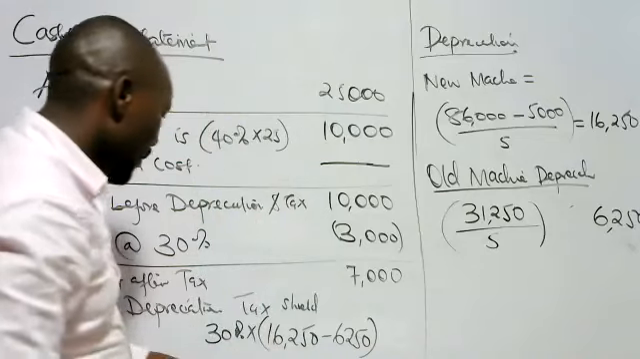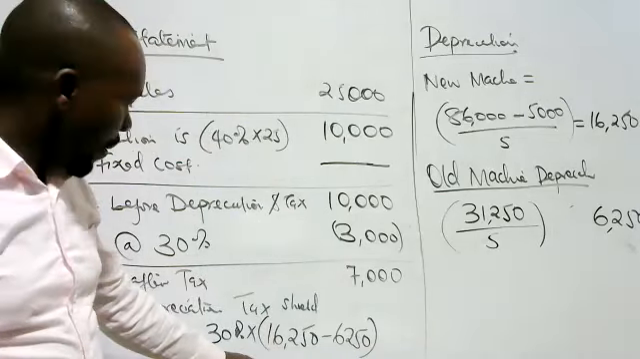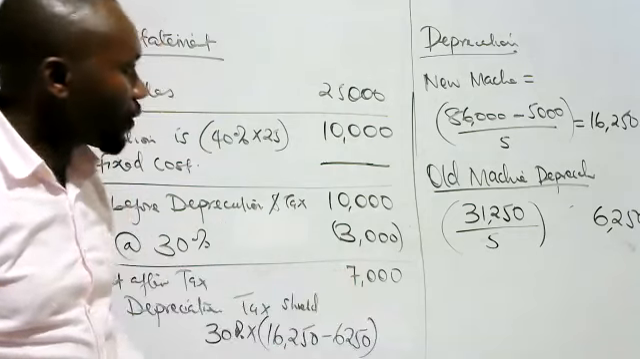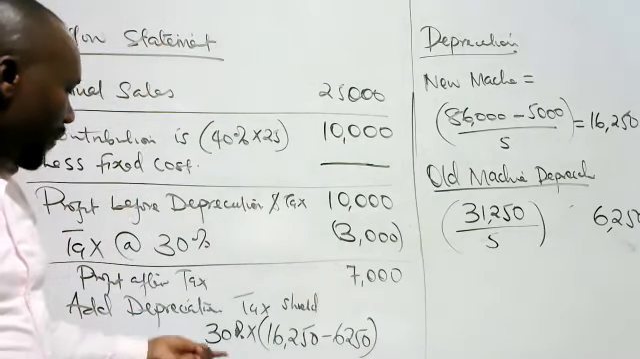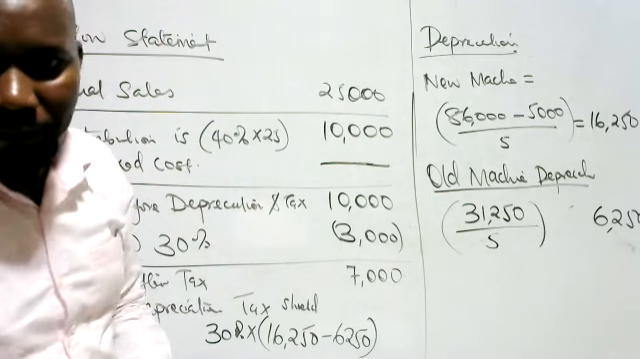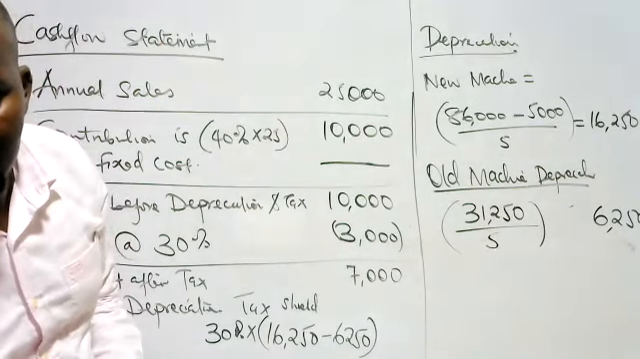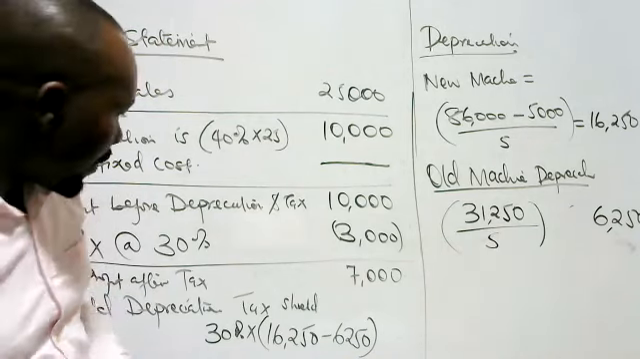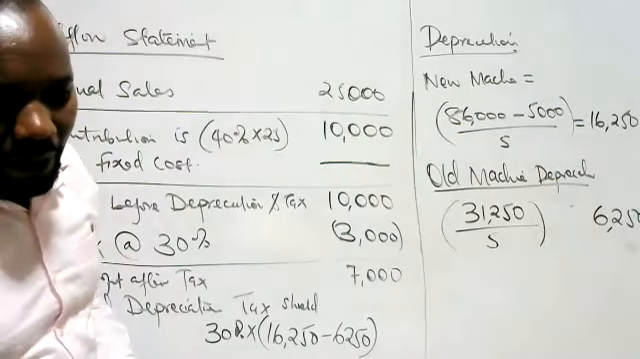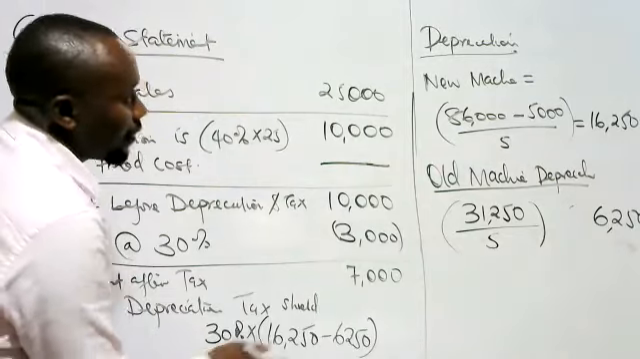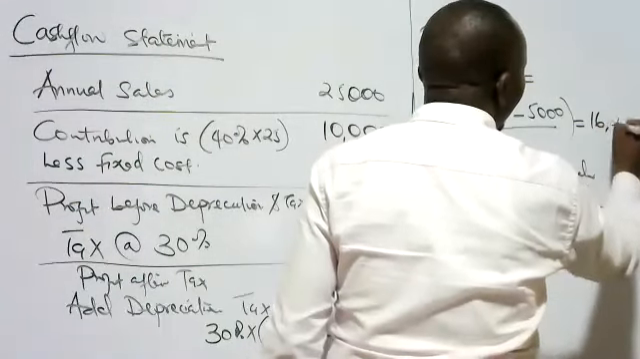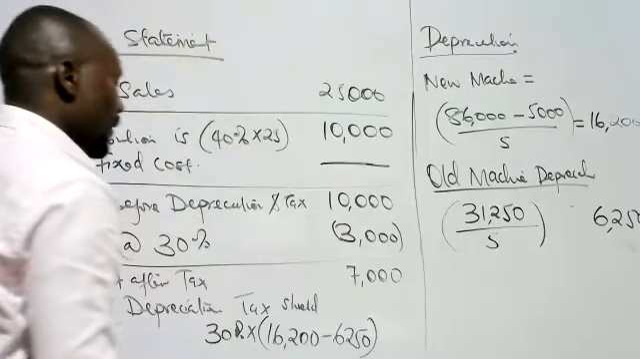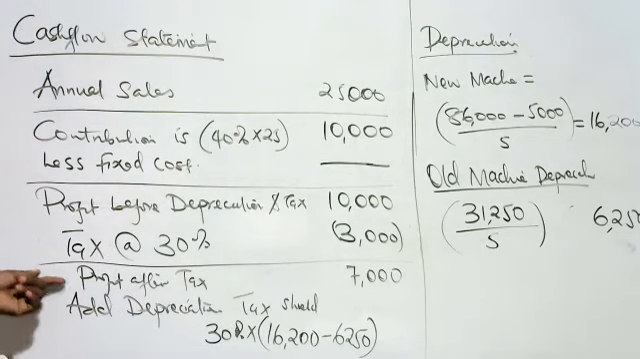It is 16, eh? So 16,250 minus 6,250. 30% of that ni ngapi? It's 16,200, eh? 16,200 not 250, sawa. So this one is 16,200. I get 30% of that so that you can see the tax shield that should be added to this profit.